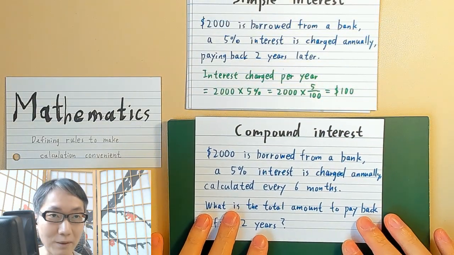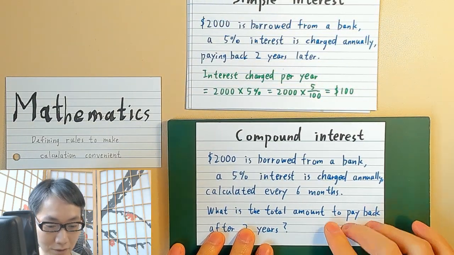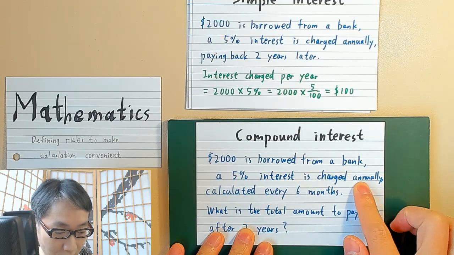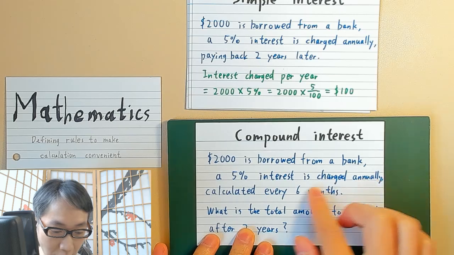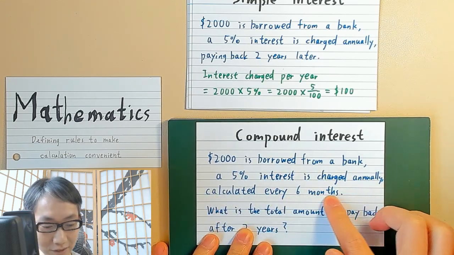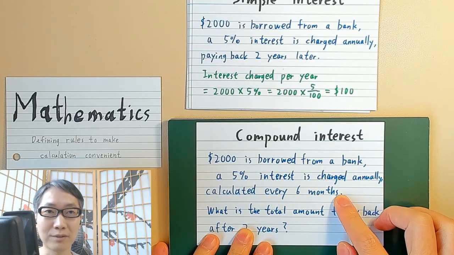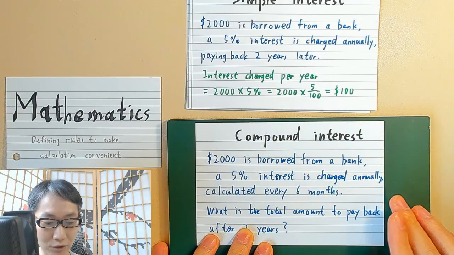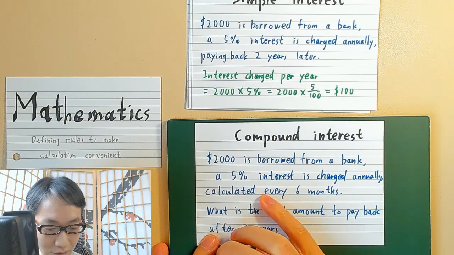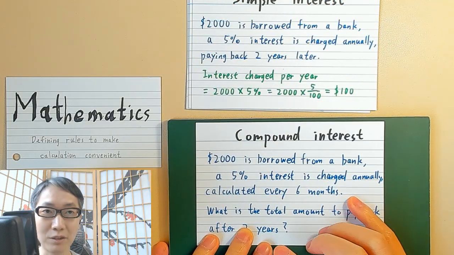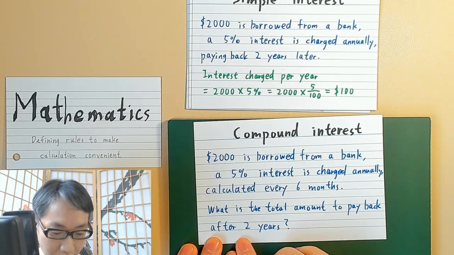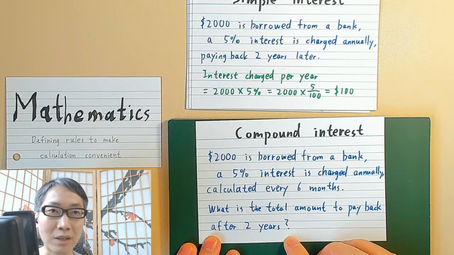Now, what if it's compound interest? So $2,000 is also borrowed from a bank. A 5% interest rate is still charged annually, however calculated every 6 months. So when we see this, it means it's compound interest. Or the question may say it's compound interest, but even if we don't have that, with this we still know that it is compound interest. So what's the total amount to pay back after 2 years? How do we calculate this?